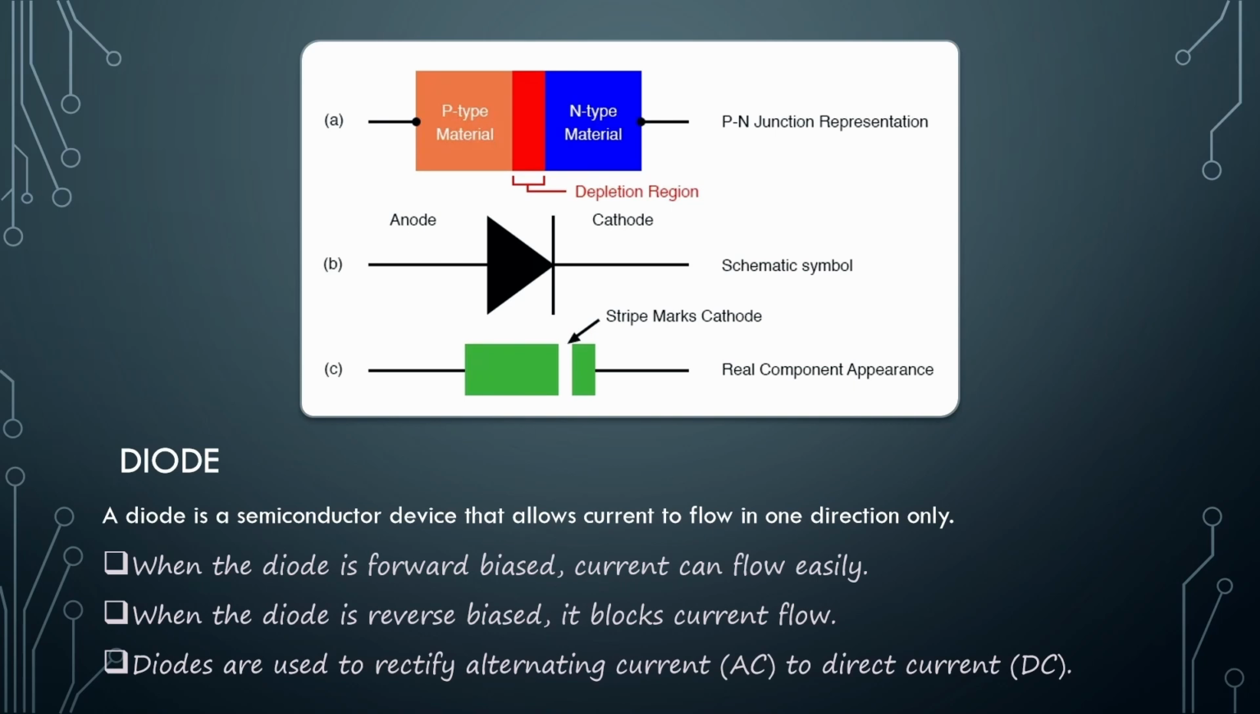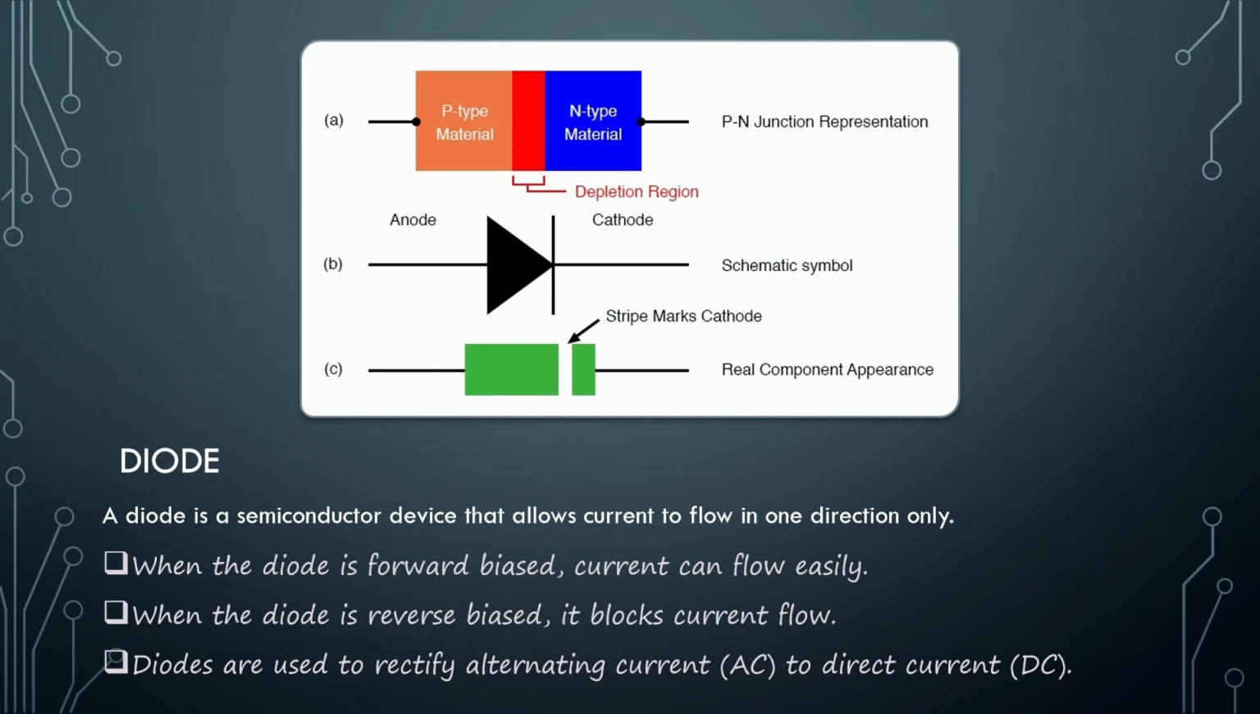Forward biasing: when a positive voltage is applied to the P side relative to the N side, the diode conducts electricity. And reverse biasing is when the voltage is reversed, the diode blocks the current flow, allowing minimal leakage.